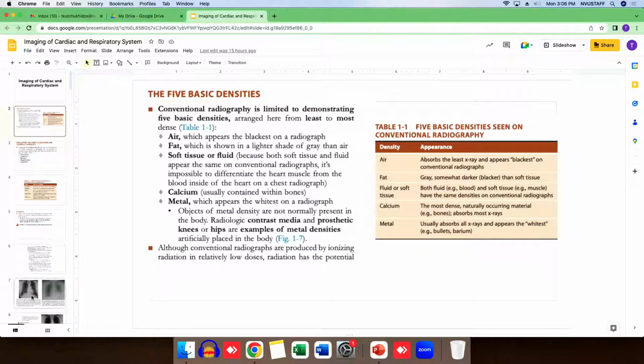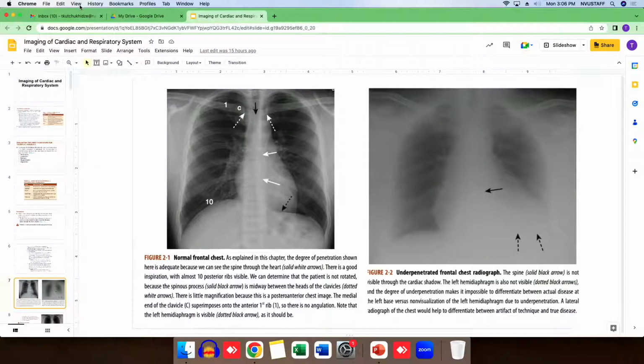We will discuss all the photos, and here is what structures you can see. Here you see the white stuff, like these ones, the ribs, and they are a bit whitish.